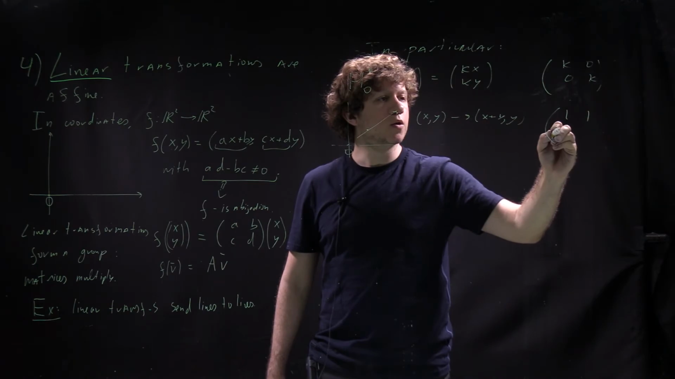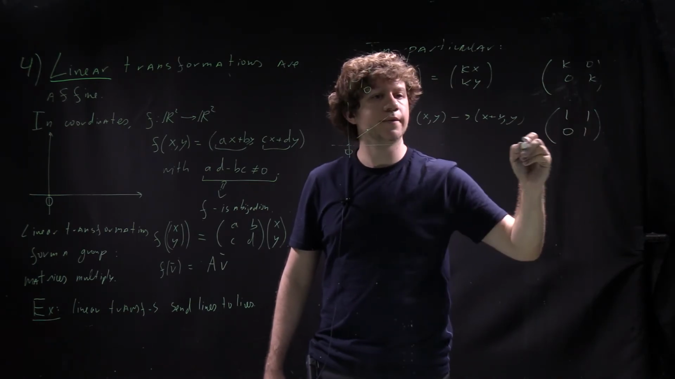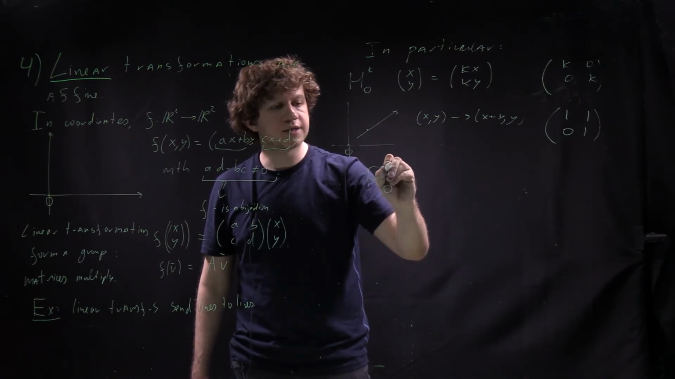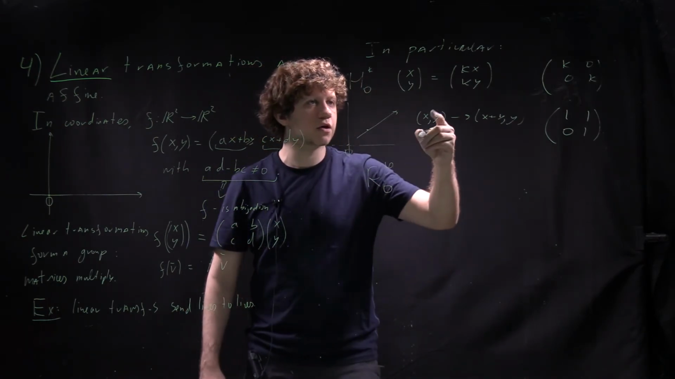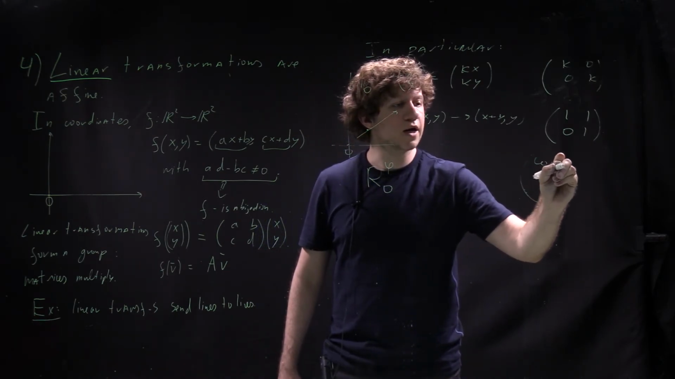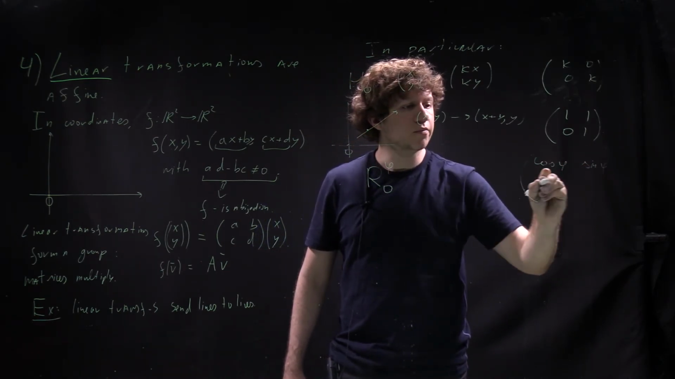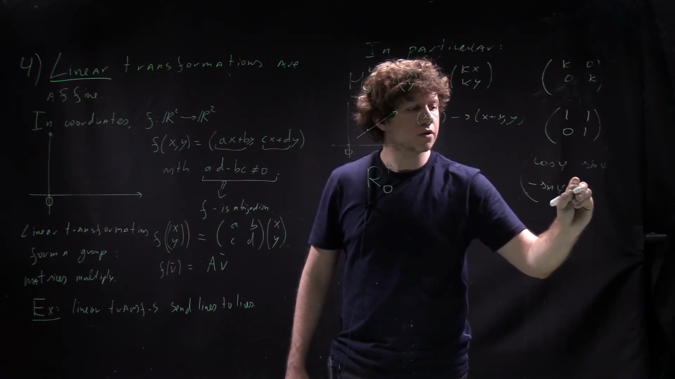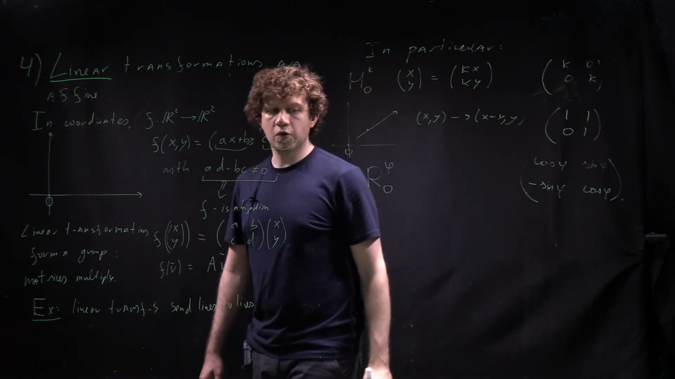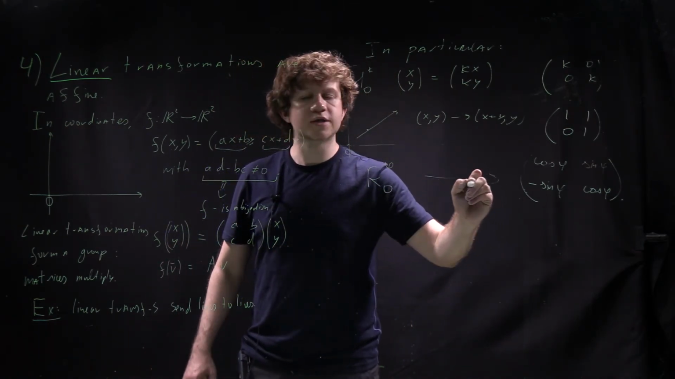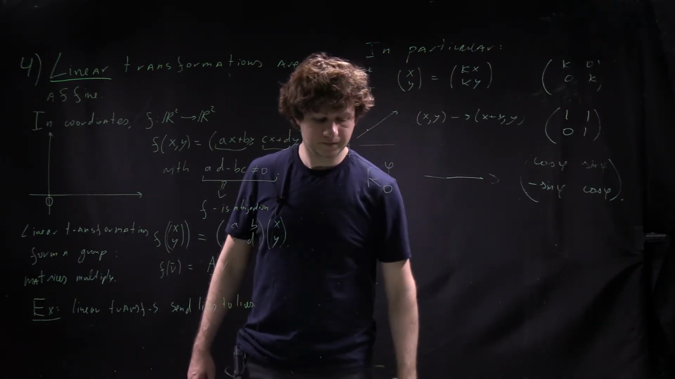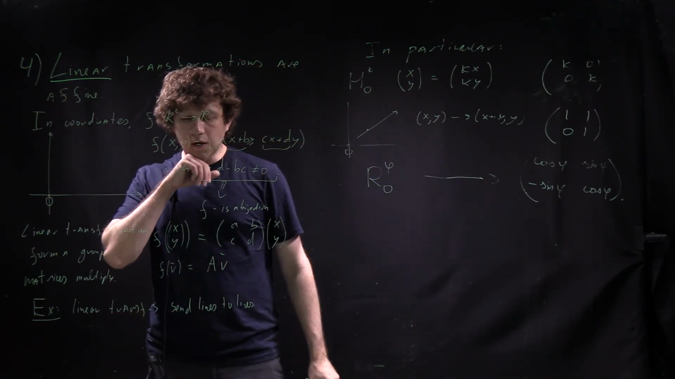1, 1, 0, 1. And finally, one can take a rotation, and it's easy to see that it's also linear, and the corresponding matrix is actually cosine phi, sine phi, minus sine phi, cosine phi, and we kind of checked that when we discussed rotations. So these are some examples of linear transformations.